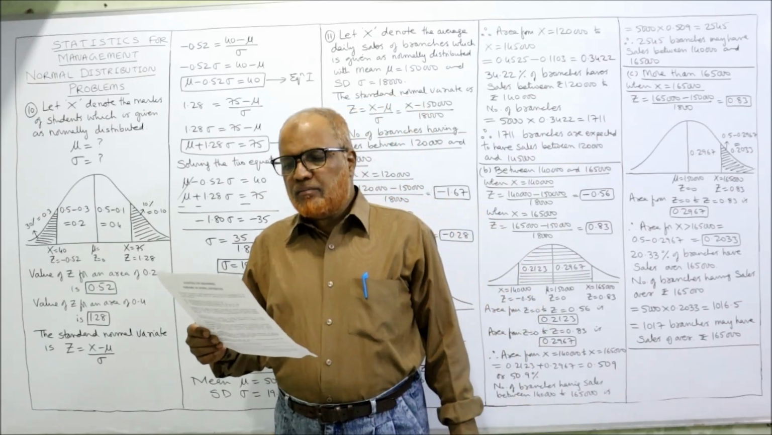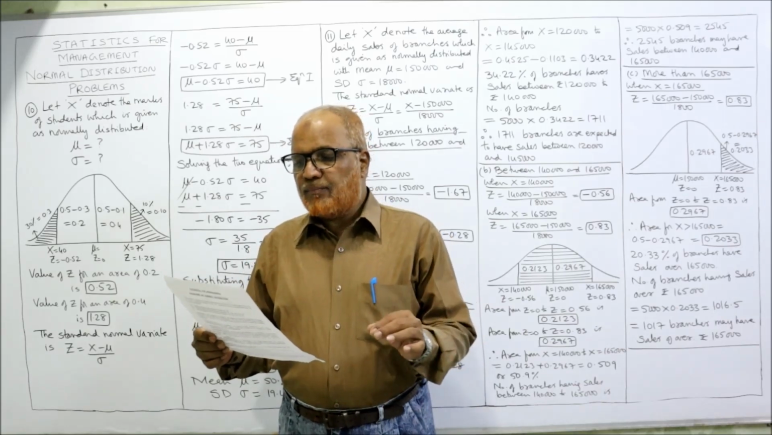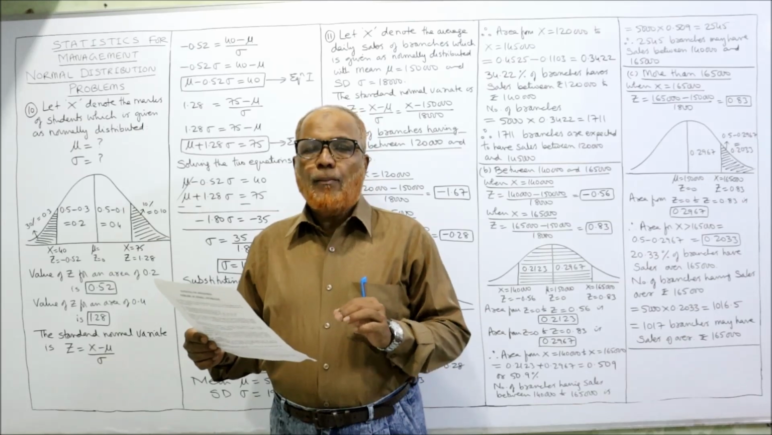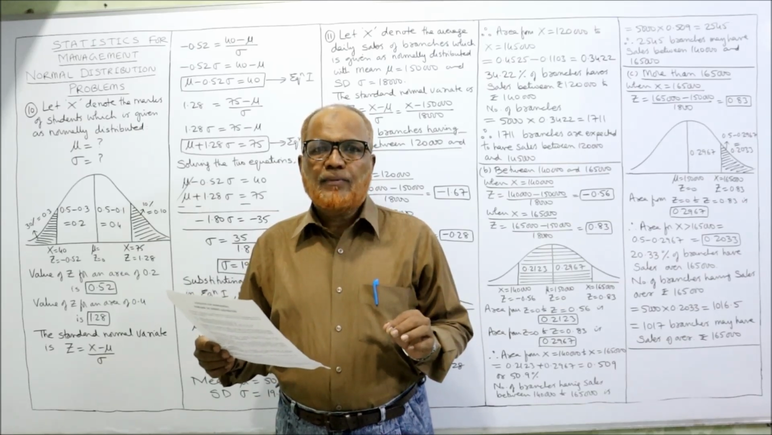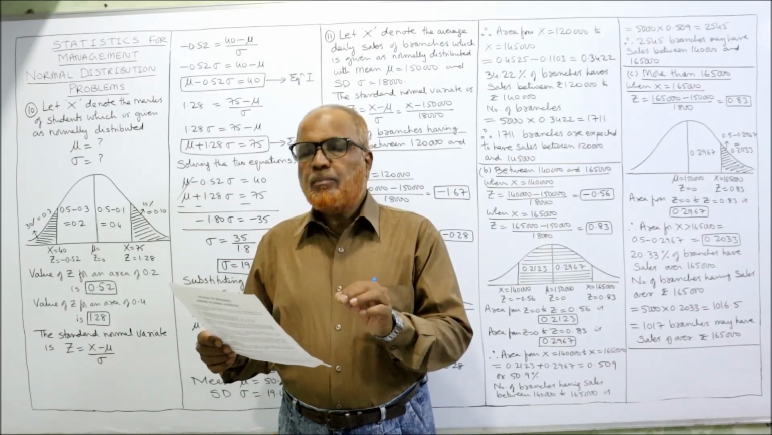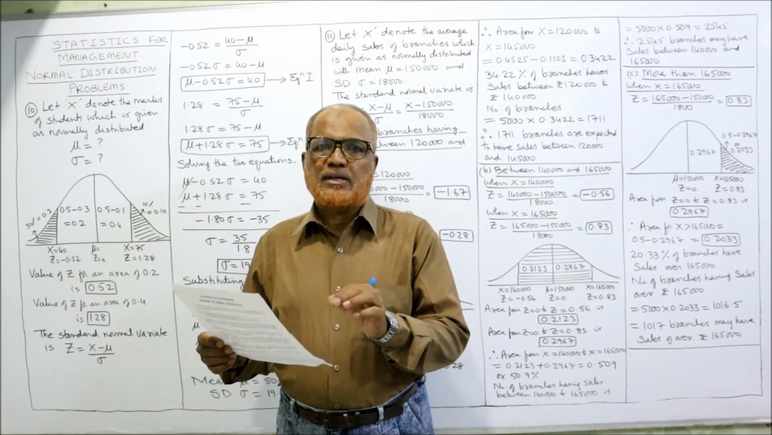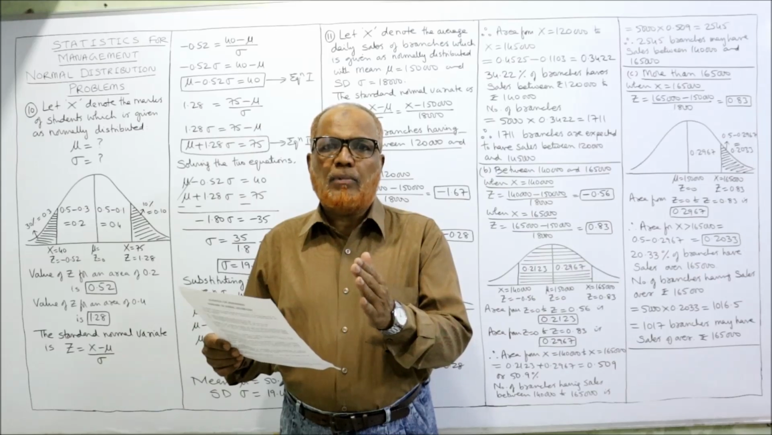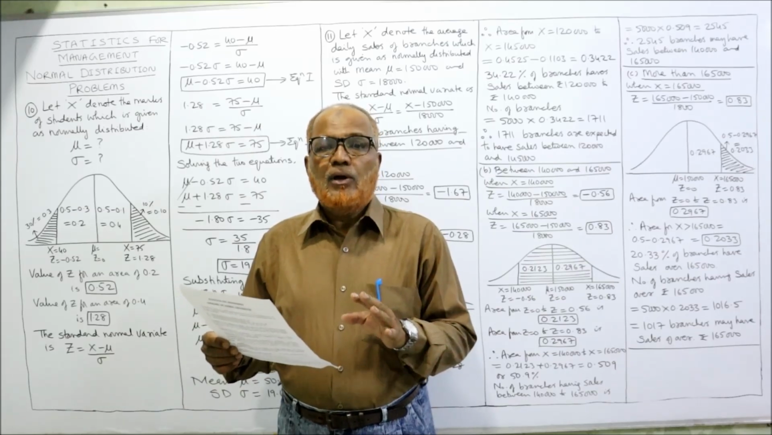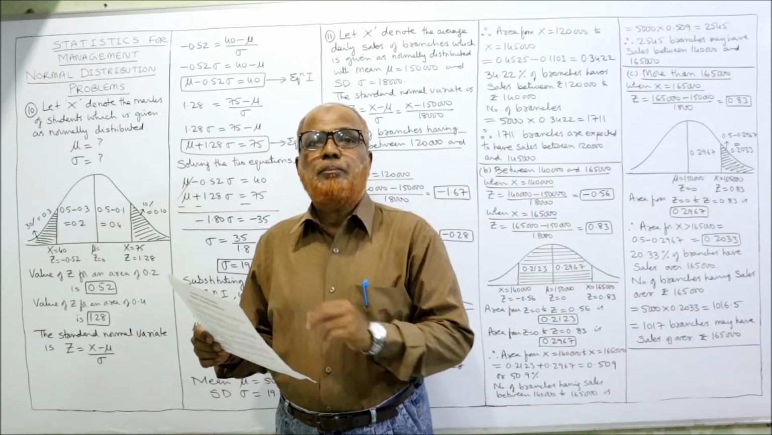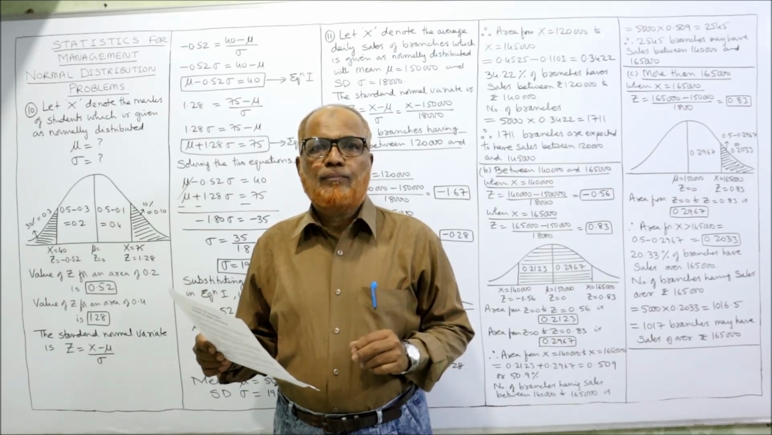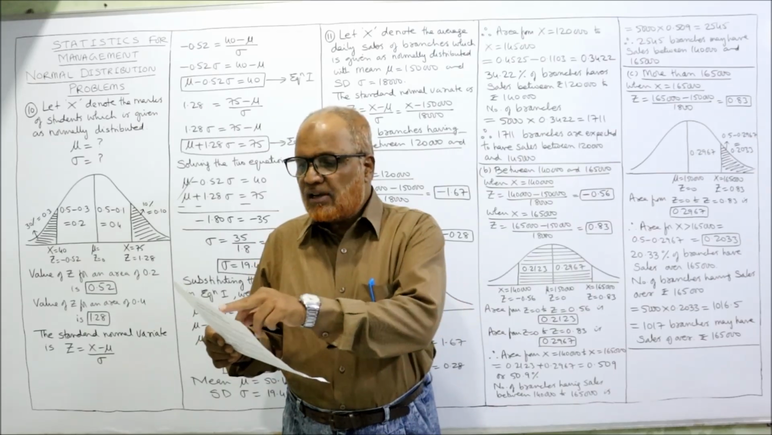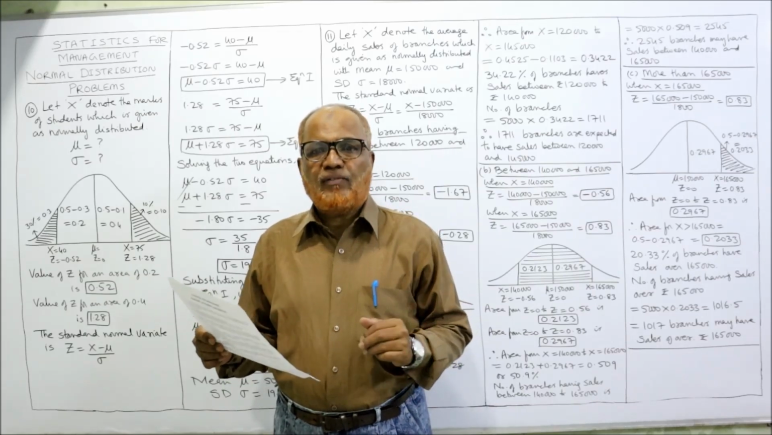It is known that a candidate gets plucked if he obtains less than 40 marks out of 100. Plucked means failed. That means the minimum marks is 40 for passing. If a student gets less than 40 marks, he will fail. So how many students have failed? 30% of students have failed. That means 30% of the students got less than 40 marks. That's why they have failed.